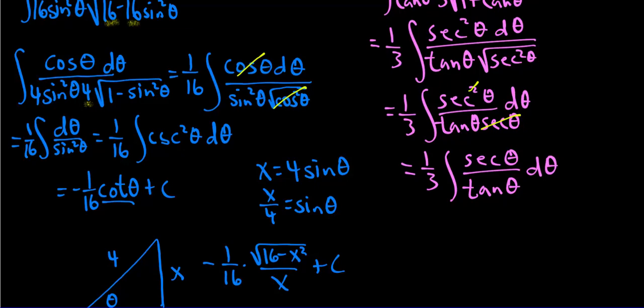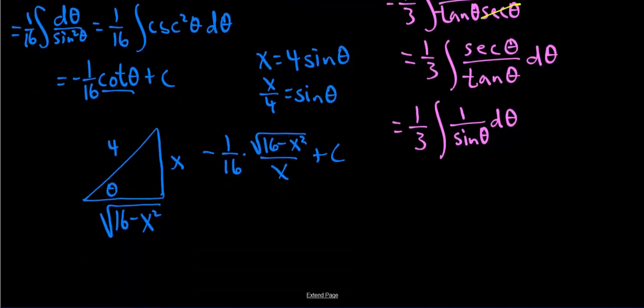Now let's see here. This would give me 1/3. You've got 1 over cosine up top, sine over cosine on the bottom. So that's just 1 over sine. You can check that out if you want. But I'm just dividing 1 over cosine by sine over cosine. You flip it and the cosines cancel. So now it looks like we have 1/3 cosecant.